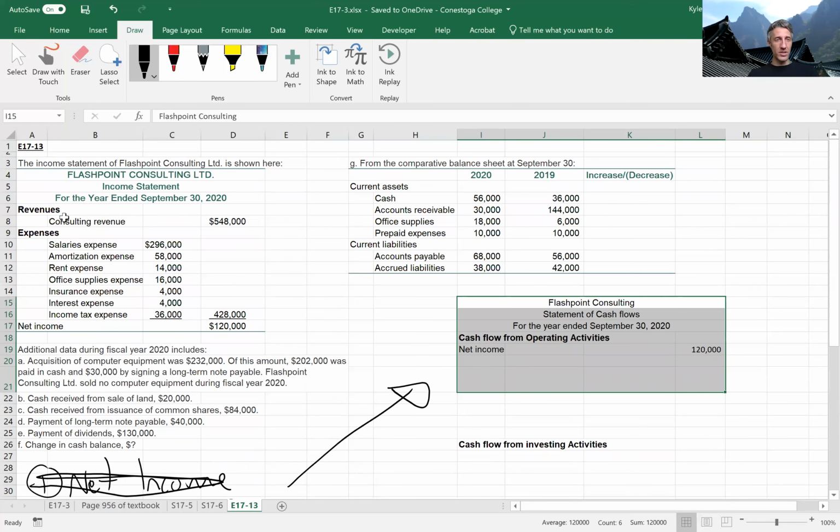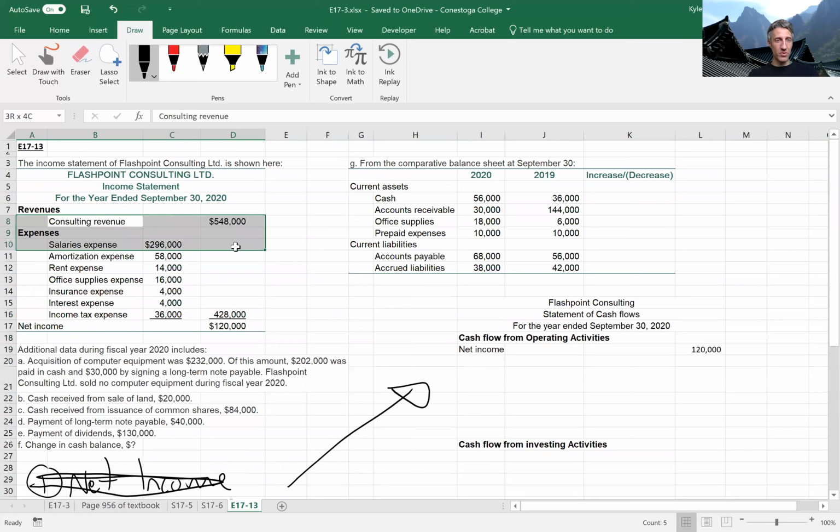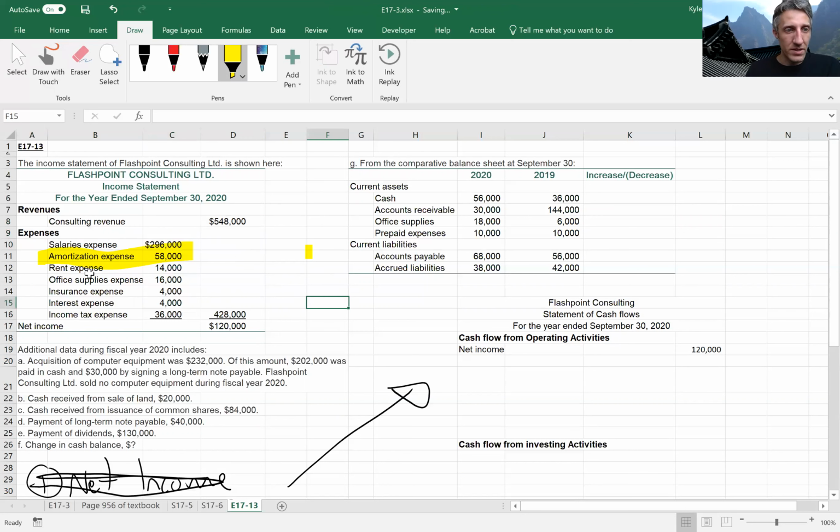So I'm going to just start here, revenue, and go down. Okay, I can see that they have amortization expense of 58,000. Rent, office, insurance. So all of these other expenses, amortization here is really the only one that's obvious non-cash line item. Other ones could be a gain or loss on sale of asset. Right now, the only one that's obvious on the income statement is this amortization expense.